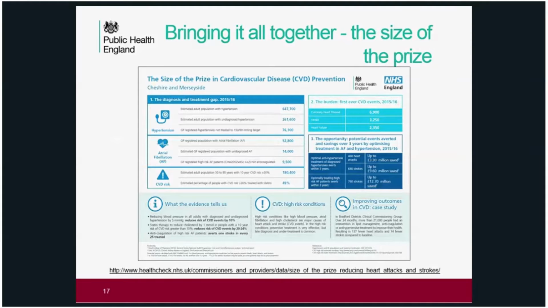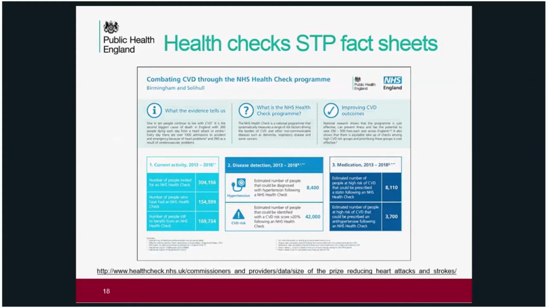the first product I'll highlight is something called the Size of the Prize, which is a CVD prevention product. For each sustainability and transformation partnership, there's information presented on the potential benefits of CVD prevention. This fact sheet, for example, shows the number of people who are undiagnosed with atrial fibrillation and hypertension, and it goes on to quantify the potential benefits of improved management of both these conditions in terms of events avoided and potential financial savings. If we go to slide 18, this is a similar type of approach taken for health checks.